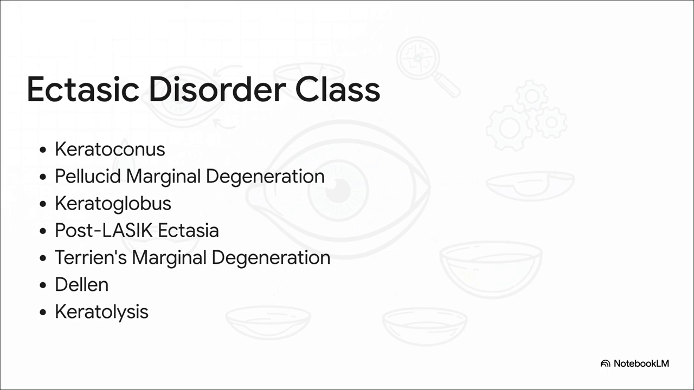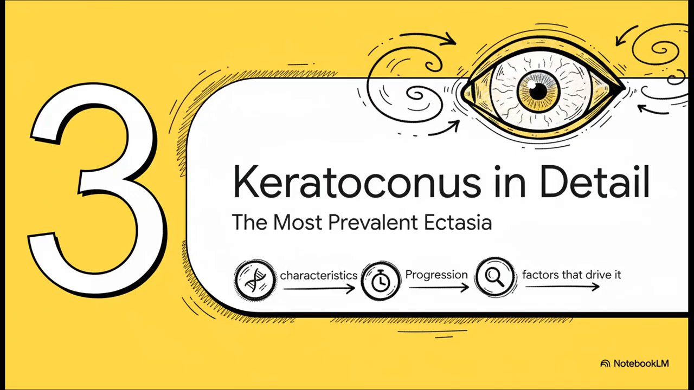So this classification really lays out the whole family of these degenerative thinning disorders. You can see the entire spectrum here, from pellucid marginal degeneration all the way to post-LASIK ectasia. But the main event, the condition we see in over 70% of all our ectasia cases, is, of course, keratoconus. And because it is just so common, we're going to spend this next section really digging into keratoconus in detail. What are its characteristics? How does it progress? And what are the key factors that are actually driving it?